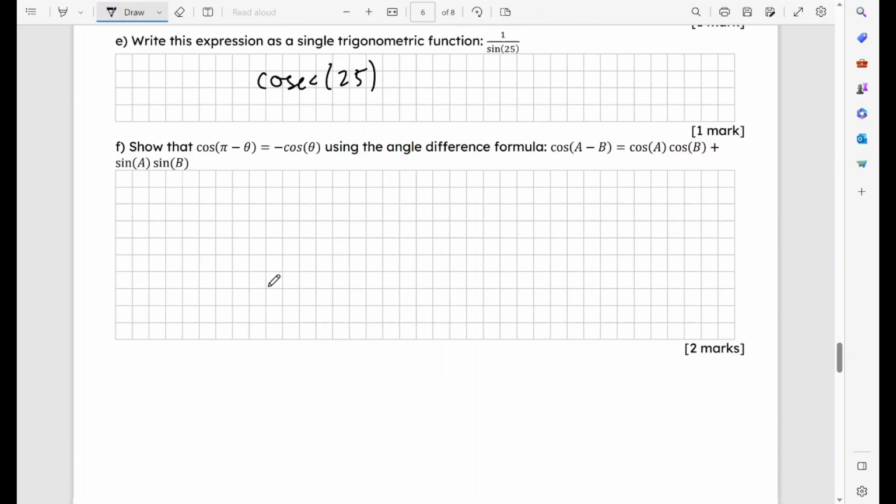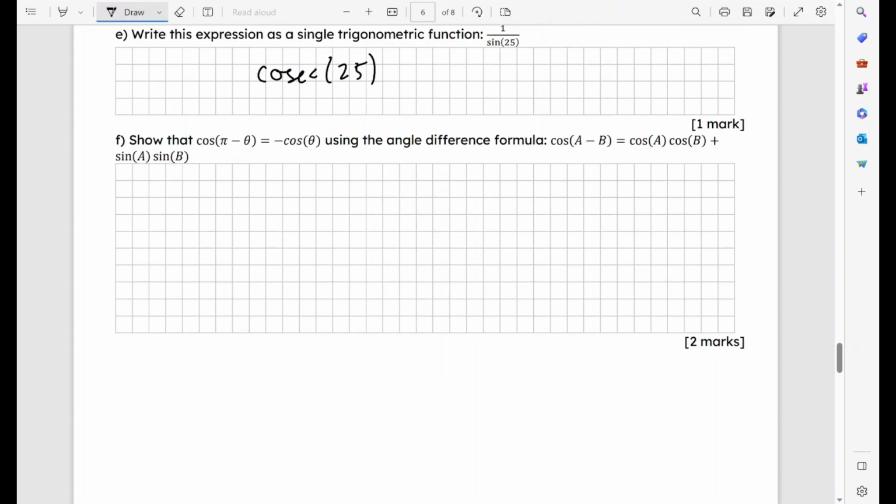Now this next one's a little proof. So cos of pi take theta equals minus cos of theta is what we're trying to prove there. And we're going to start from the angle difference formula. So cos of pi take theta. So if we want to line that up, pi would be our A value and theta would be our B value. So that becomes, I'll just write it out.